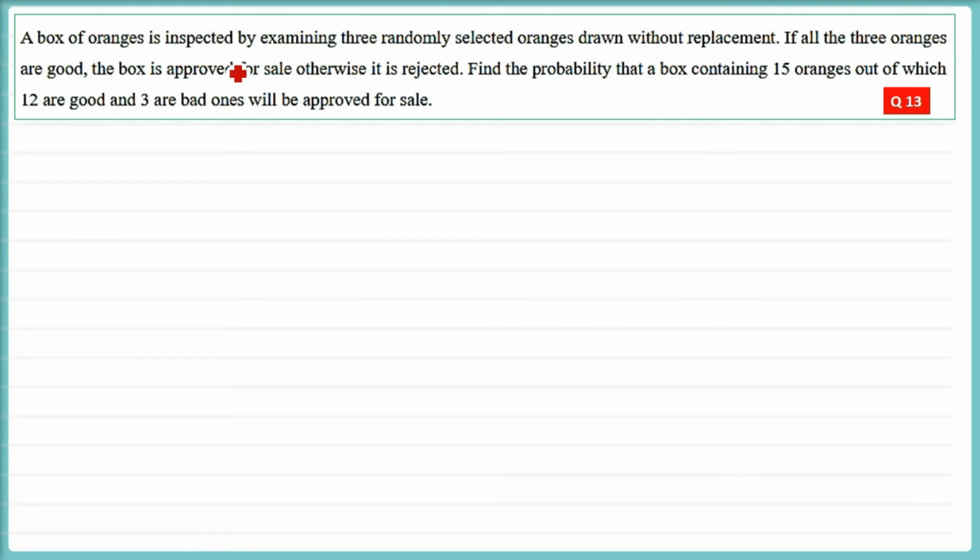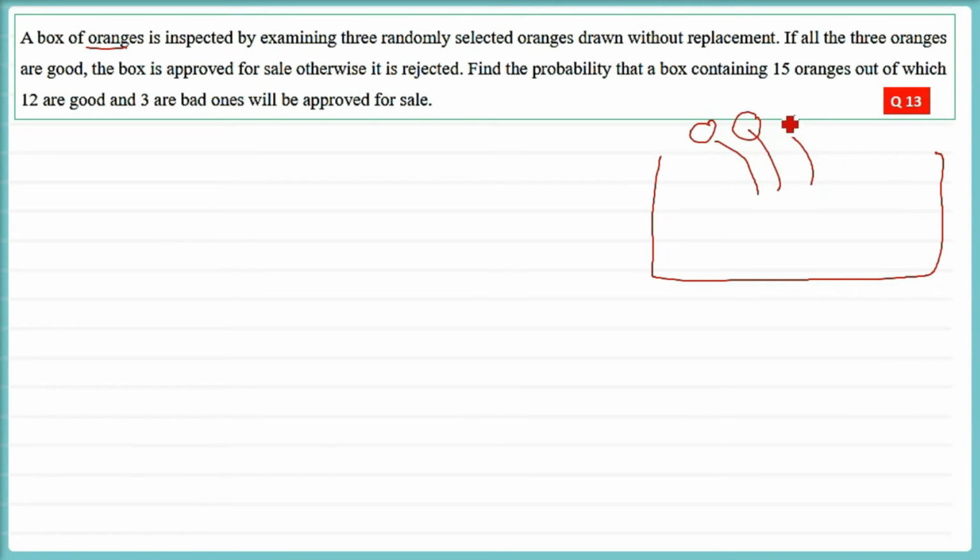A box of oranges is inspected by examining 3 randomly selected oranges drawn without replacement. So there is a box. Now in this box we have oranges. So it is a quality assurance and quality control kind of question. That is, if all the 3 oranges are good, the box will be approved for sale. Otherwise the box will be stopped. It will not be sent for sale.